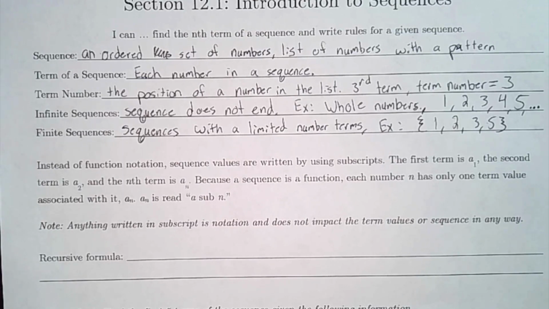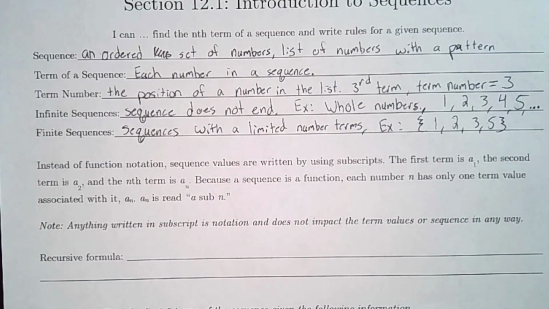Next thing we need to talk about is the notation that comes along with sequences. This is probably the hardest part of this, just understanding the notation and what we're actually talking about. When we start to work with sequences, we're not going to use function notation anymore. Function notation was the f of x, using x's and y's and that f of x piece to indicate the patterns and whatnot.